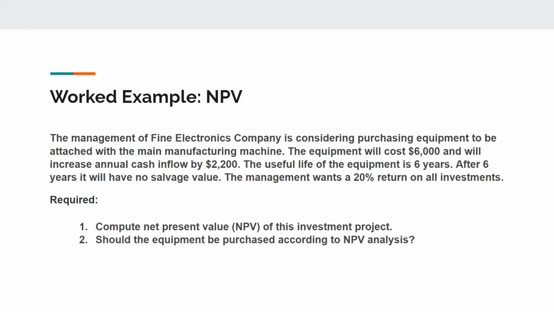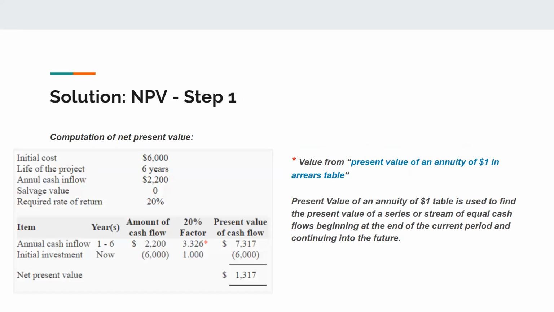Required: compute a net present value of this investment project and say whether the equipment should be purchased according to the NPV analysis. So computing the net present value, the initial cost is $6,000. The life of the project is 6 years. The good thing about it is, similar to the payback period, this is an even cash flow for net present value. Every year you are going to get 2,200 flat from year 1 straight to year 6.